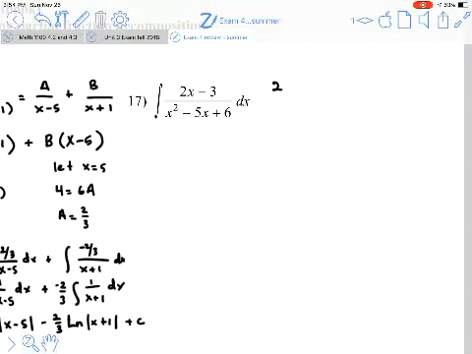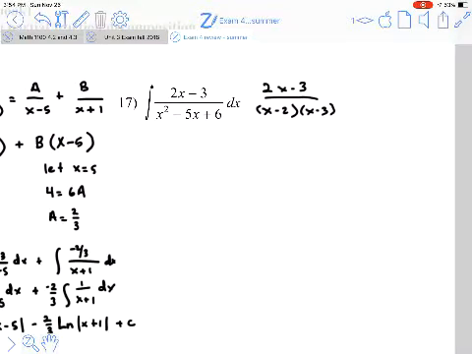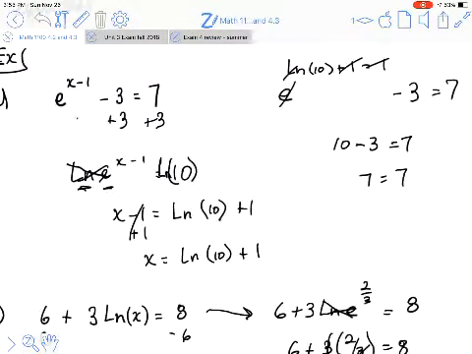So we need to do a similar thing here. We need to factor the denominator. It's x minus 2, x minus 3. So we're going to have two partial fractions. And if we do the same thing, if we take this whole equation and multiply it by the lowest common denominator, we're going to end up with the equation 2x minus 3 rather.